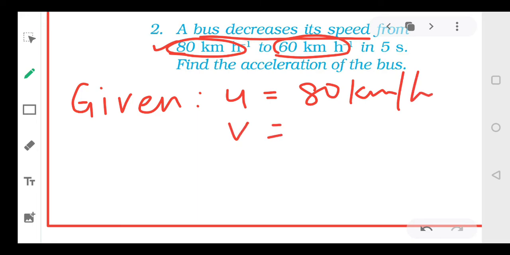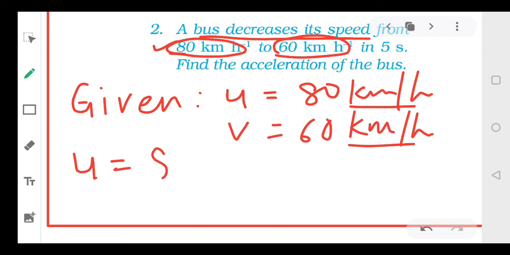And v is 60 kilometers per hour. Okay, everyone? Now again velocity is in kilometer per hour, so you have to convert it into meter per second. I hope you know it, everyone. So tell me, how will we convert kilometer per hour into meter per second? We will multiply it with 5 by 18. So 80 multiplied with 5 by 18, right?